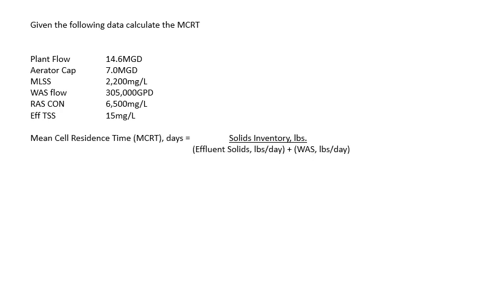So we're still using the mean cell residence time formula, which is equal to the solids inventory pounds divided by the effluent solid pounds per day plus the WAS pounds per day.